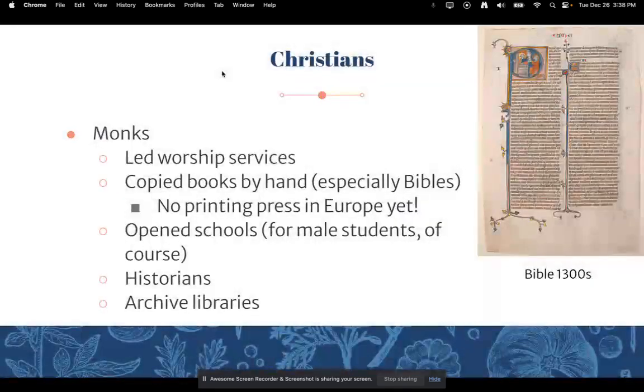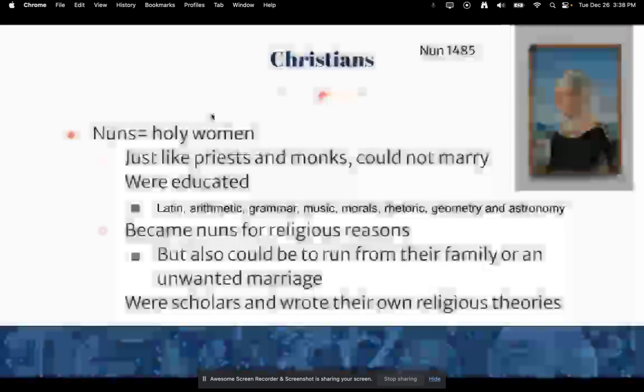Monks led worship services. They copied books by hand, especially the Bible. The printing press had not been invented yet. That's not until the 1500s. So every book would be written by hand. They also opened schools for male students, of course. And they would be historians, and they would also keep libraries archived.